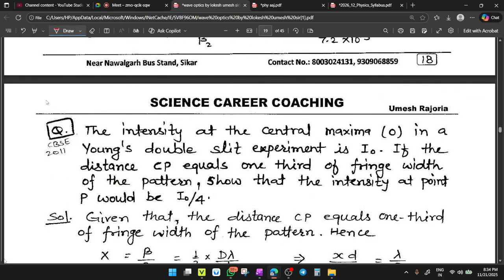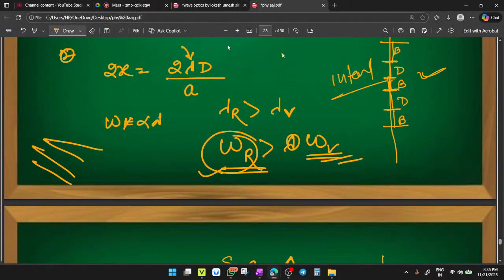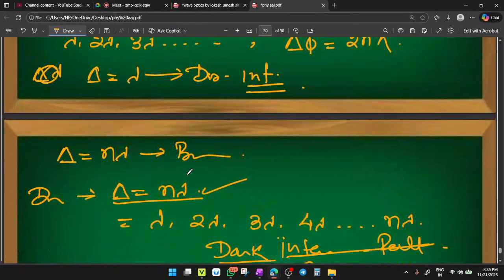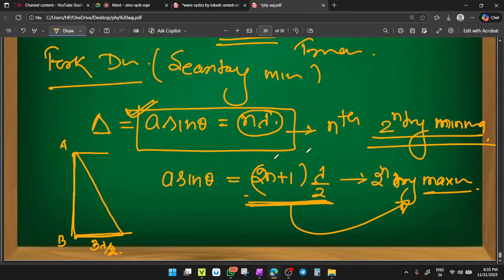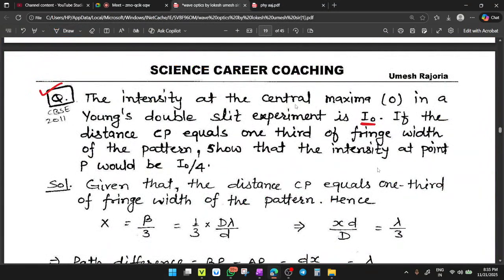Okay, students, see this question. The intensity at the central maximum in a Young's double slit experiment is I naught. So here it is given that the central maximum intensity is I naught. We know that for the central maximum the angle equals 0. So for the central maximum, phase angle equals 0 degrees and path difference equals 0.